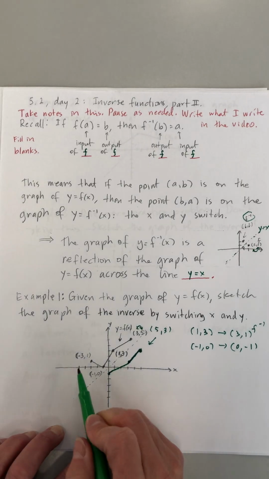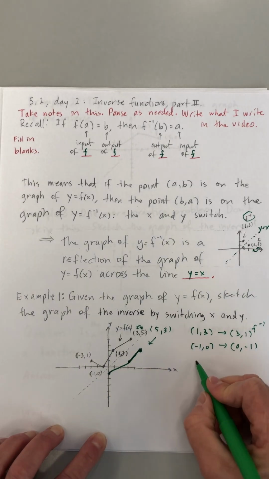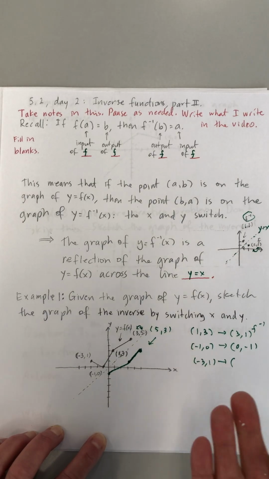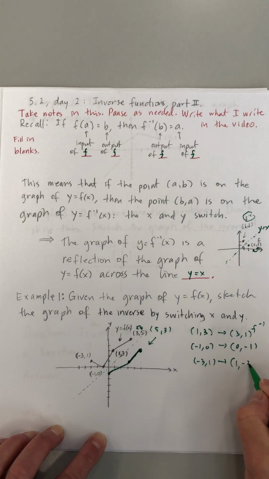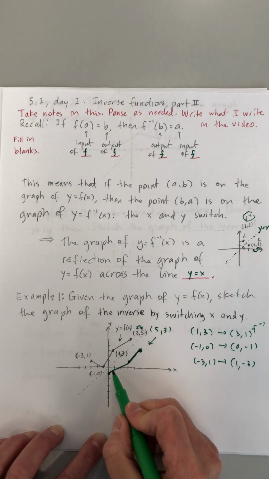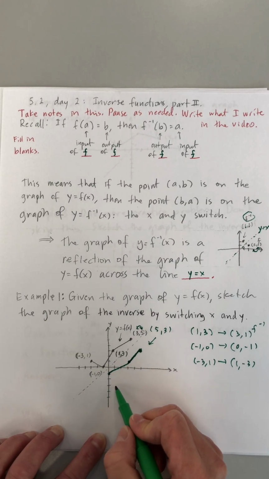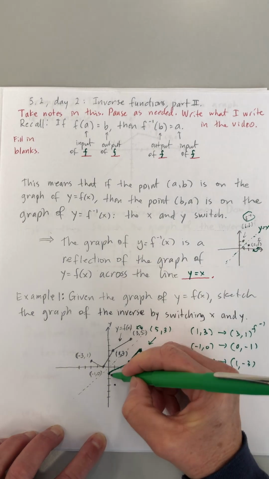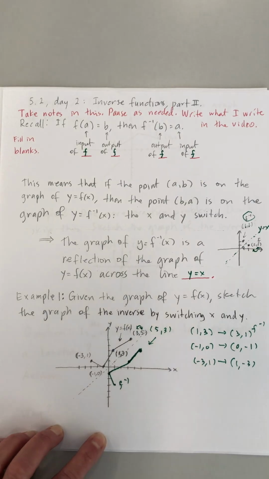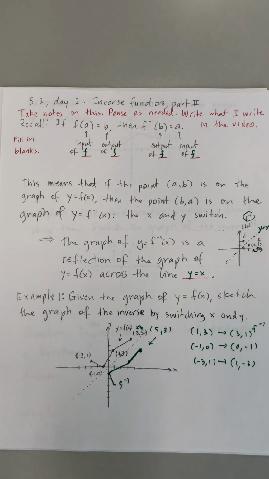Okay. Finally, I have the point negative 3, 1. I want to write down what that goes to. We're going to switch the x and the y. This is going to go to 1, negative 3. So this point here, negative 3, 1 is going to go to 1, negative 3. Okay, so this green graph here is going to be the graph of the inverse function. Okay, so press pause or rewind if it would be helpful to look at this again.